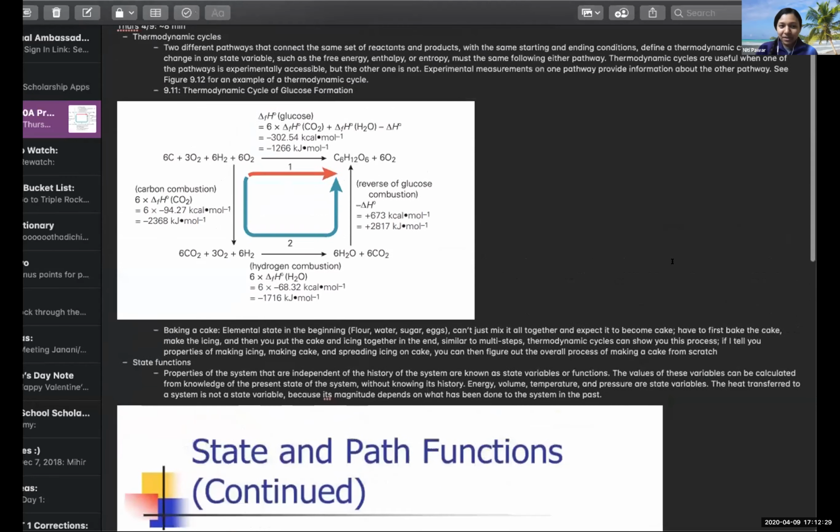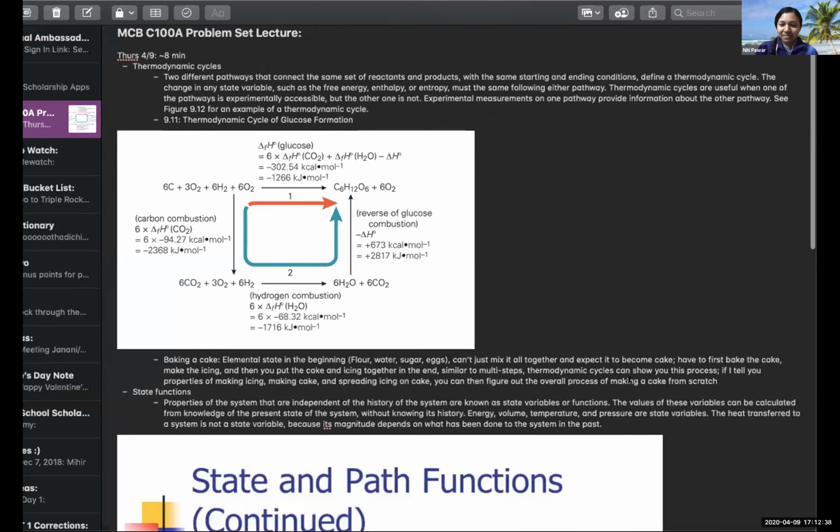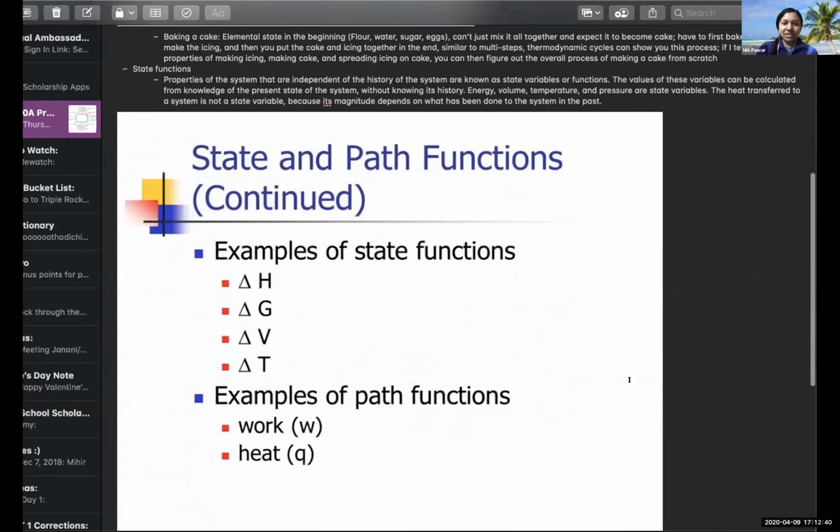So that's my intro on thermodynamic cycles. Does anyone have a question on this part? Okay, so I will move on to state functions.